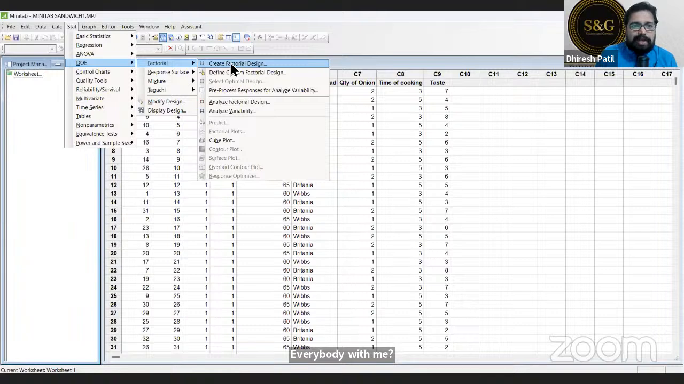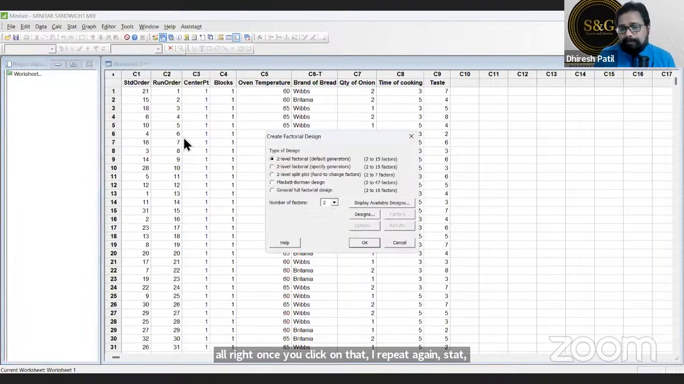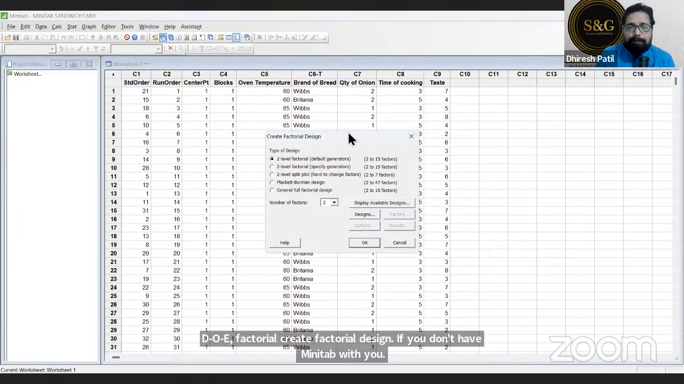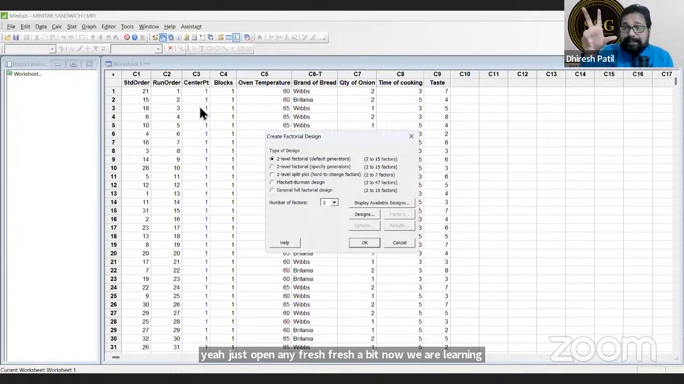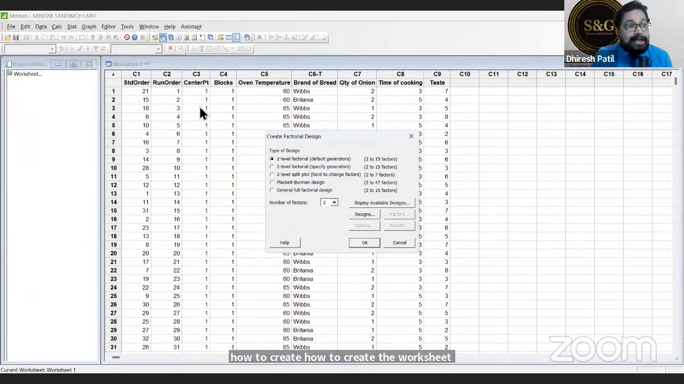All right. Once you click on that, I repeat again: Stat, DOE, Factorial, Create Factorial Design. If you don't have Minitab with you, just observe what we are doing. So this window will appear. Everybody got this window? No, this is not a sheet. Just open the fresh sheet. Don't look at my sheet. I will give it to you after we create this. Now we are learning how to create the worksheet, how to create a full factorial design.